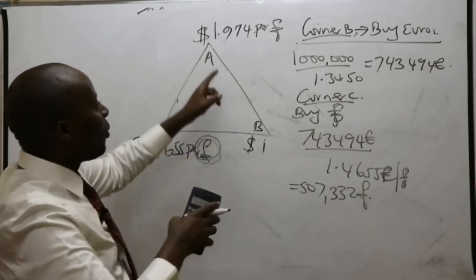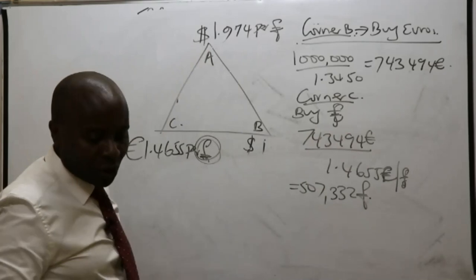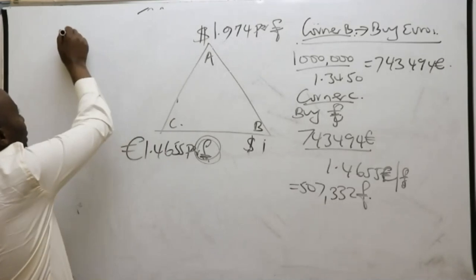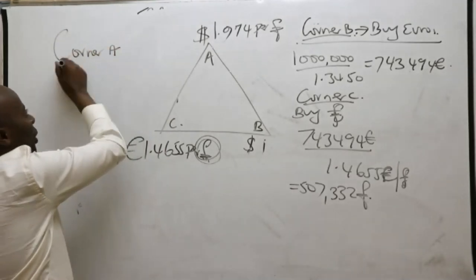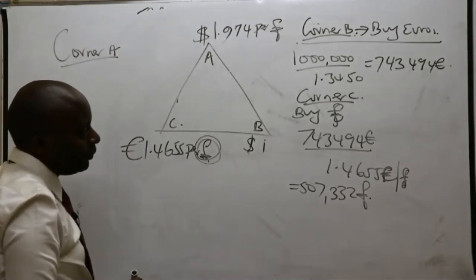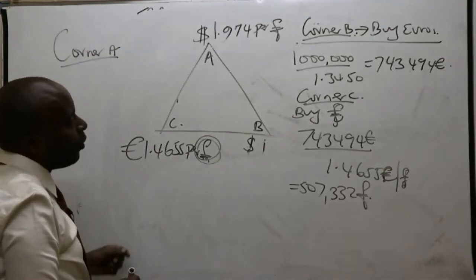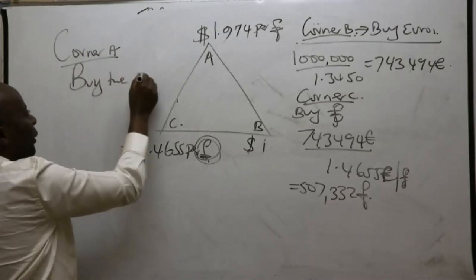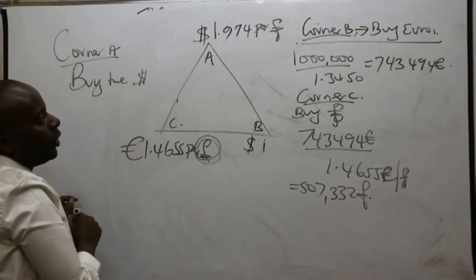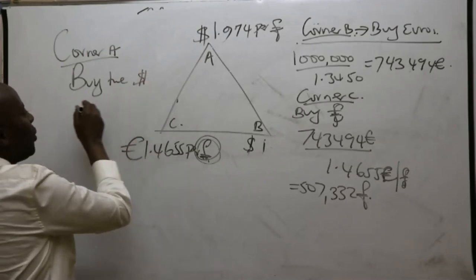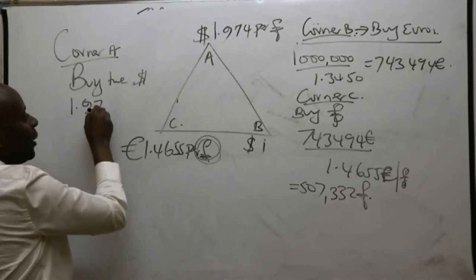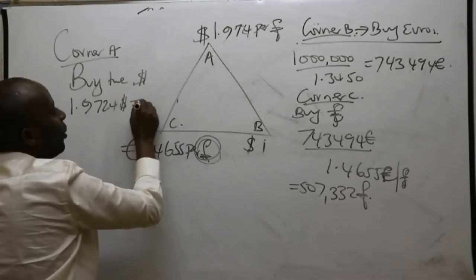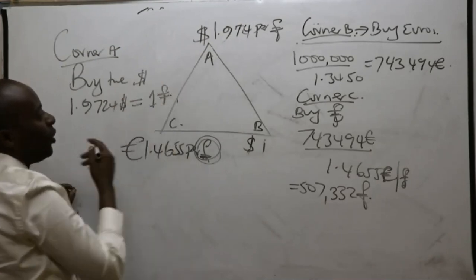Now with the pounds, you can come back to this corner which has not been utilized. So mention there corner A. At corner A, ladies and gentlemen, I will go and buy back the dollars. So you buy the dollars. I can see the exchange rate is 1.9724, but it's supposed to be 1.9724 dollars equals 1 pound.